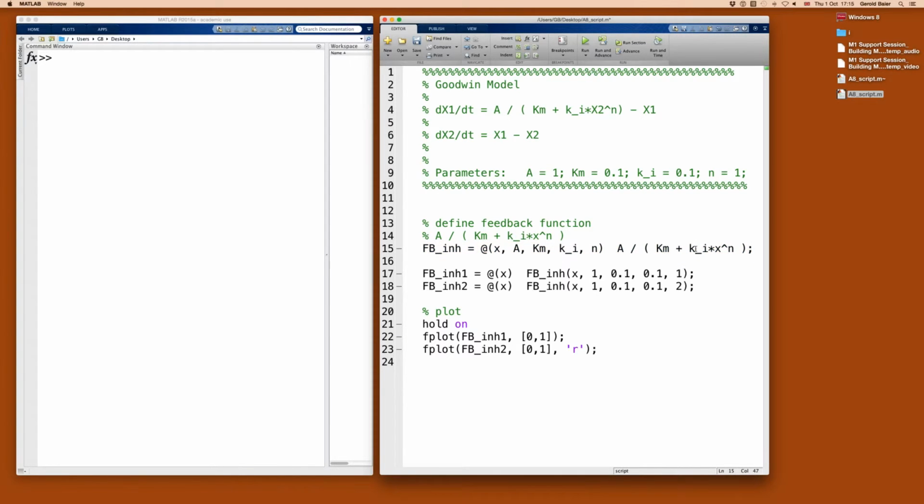So we want to have x on the horizontal scale. And we want to see the whole function, then plot it on the vertical scale. So what if x is 0? So x is 0, there's no regulatory molecule present. And we just have a over km, which is 1 divided by 0.1, so 10. That would be 10, right?